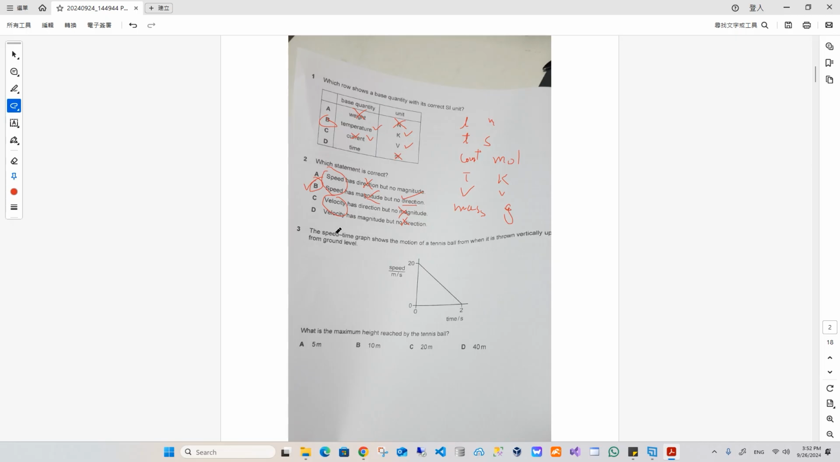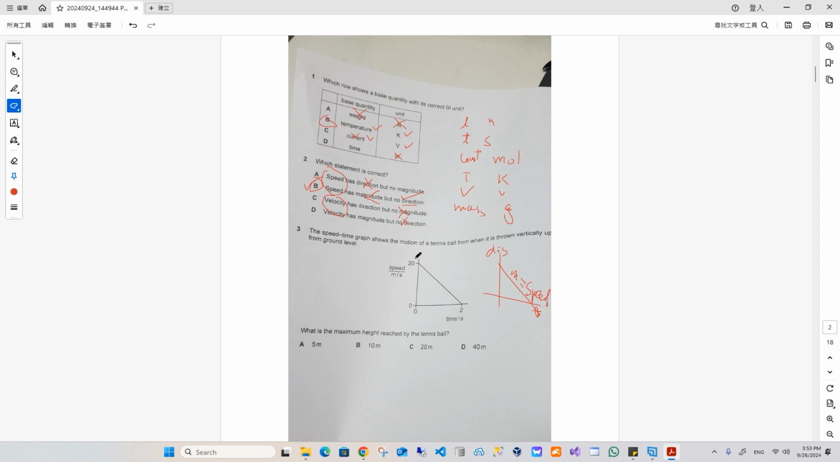One speed-time graph. Okay, so graphs, right? We only have two. One is a speed or velocity-time graph, and another one is the distance-time graph, or displacement-time graph. For the displacement-time graph, remember the gradient, the slope we have, is actually the speed.